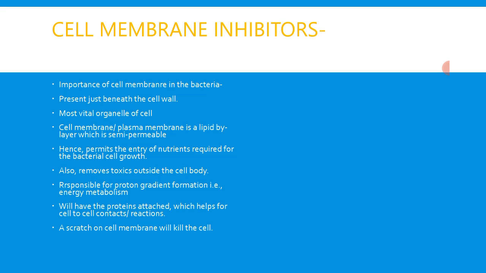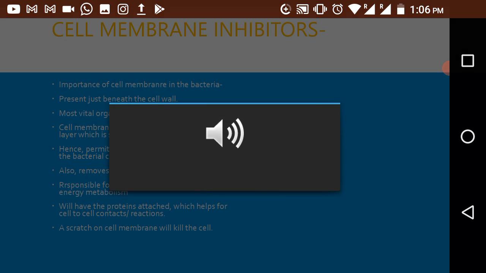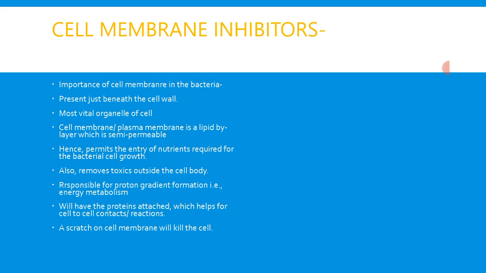The antibiotics, the drugs, which do their work by inhibiting the synthesis of the cell membrane. Now you can see in the previous slides, we saw the structure of the bacteria. In that we observed the cell membrane. Where is the cell membrane present? It is present just beneath the cell wall, right? So now, what is the role of the cell membrane in the bacteria, that we will study. Okay, so first, it is present just beneath the cell wall.